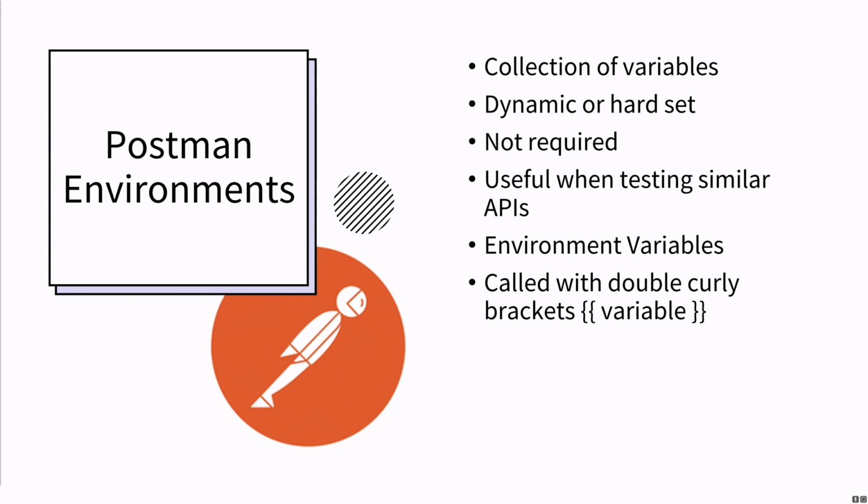Postman comes with a feature called Postman Environments. Environments are a collection of variables that you define. They can be dynamic or hard set in the variable value. They are not required, but they are very useful when you start creating or testing multiple APIs against a similar platform with similar variables.